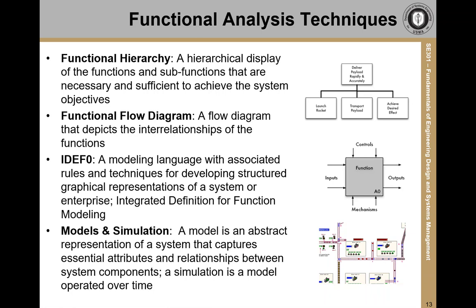So if we're talking about building a rocket system, as you can see to the right, our overall function would be to deliver the payload rapidly and accurately. And then our supporting functions: we need to launch the rocket, we need to transport the payload, we need to achieve the desired effects. So that would be, in short, how we would build a functional hierarchy.